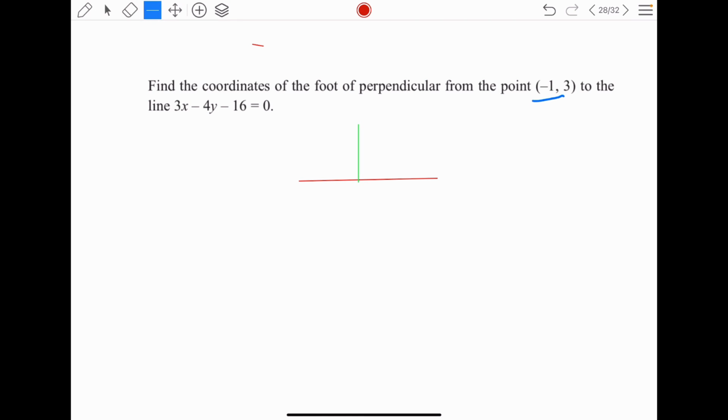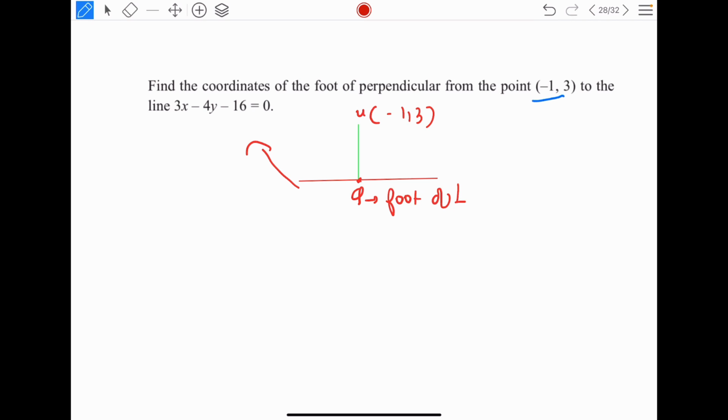This is my line and this is my perpendicular to the given line. I have to find the coordinates of the foot of perpendicular. So perpendicular is drawn from point P, which is (-1, 3), to point, let's assume, Q. This is your foot of perpendicular, and this is my line, given as 3x minus 4y minus 16 equals 0, the general equation of the line.